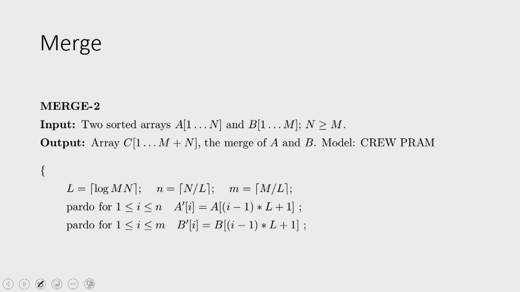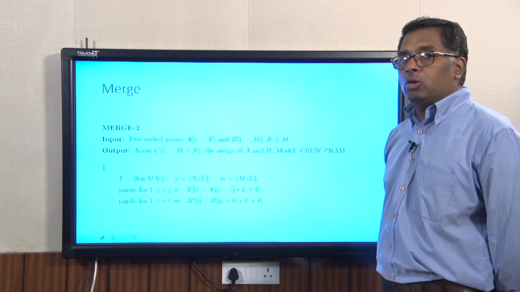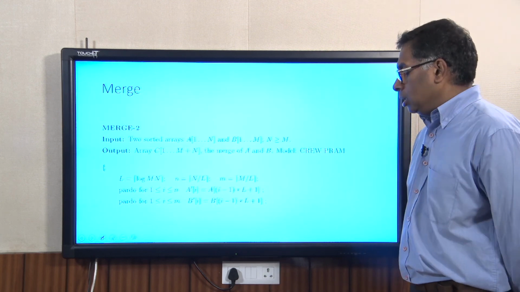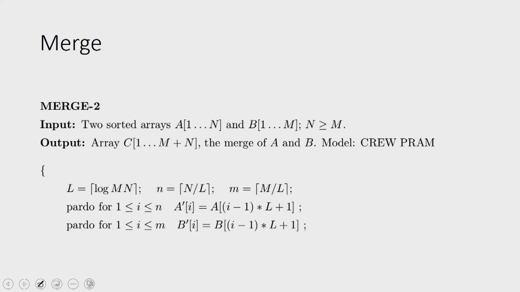Then we define L as log of m into n. Mind you, logarithm of m into n is the same as log m plus log n, which is going to be order of log n when n is greater than or equal to m. So we are planning to divide the array into segments of size L. Let small n be the number of segments on the A side, and let small m be the number of segments on the B side.